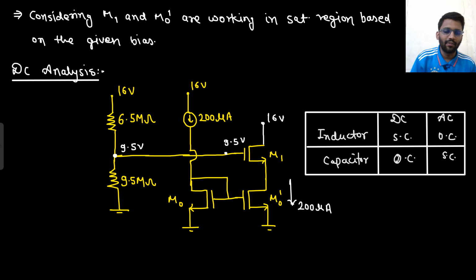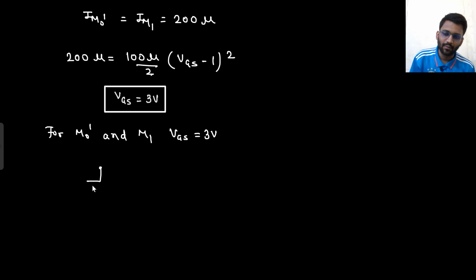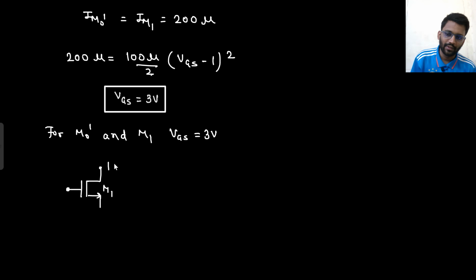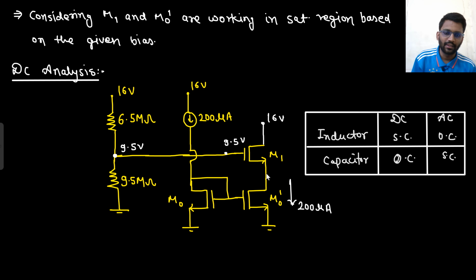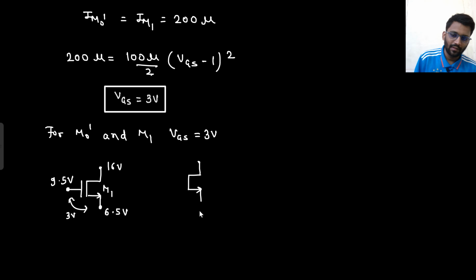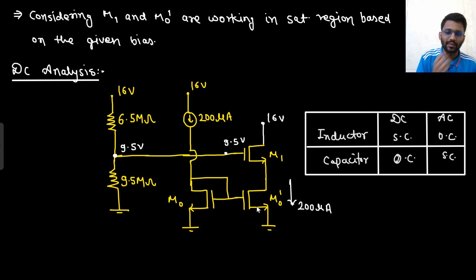Now let's just draw M1. What is the scenario in M1? The drain of M1 is connected to 16 volt. The source of M1 is connected to, this is the source. We don't know what it is connected to, but we know that this node is connected to 9.5 volt. And we know that VGS is 3 volt. So what will this potential be? 6.5 volt. Say yes or no. VGS is 3 volt, so this potential will be 6.5 volt. And what about M naught dash?